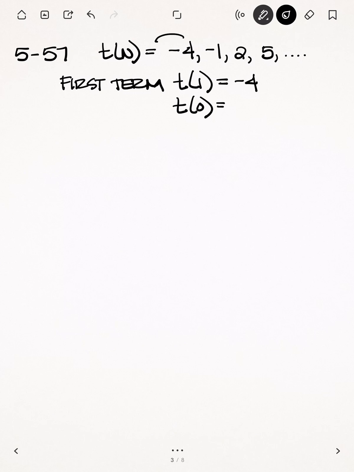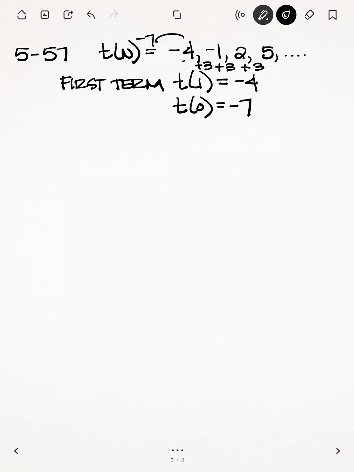To do that, I have to find my sequence generator, or my common difference. Here I'm adding 3, here I'm adding 3, here I'm adding 3. So if I'm going to go backwards, I'm going to subtract 3. So what would my t of 0 be? If I subtract 3 from -4, I'm going to get -7. So t of 0 equals -7.